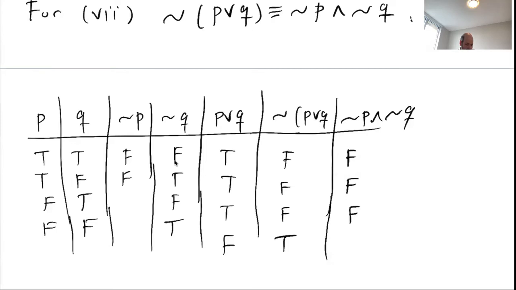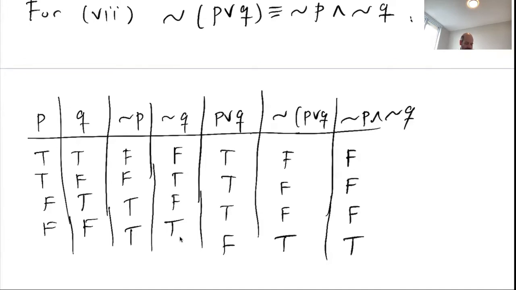Negation P is the opposite of P. So P was T, T, F, F. So negation P would become F, F, T, T. Right? So this will become F. So let's do it one more time. F and F is F. F and T is F. T and F is F. And the last row is T and T, which is true and true is true.